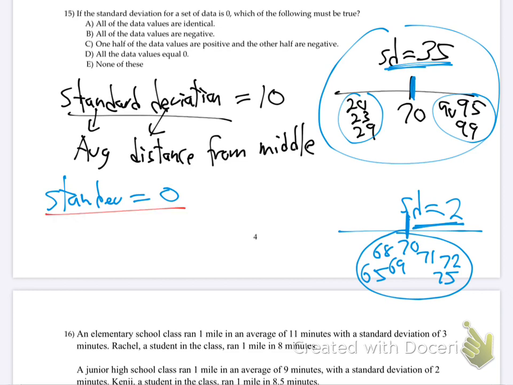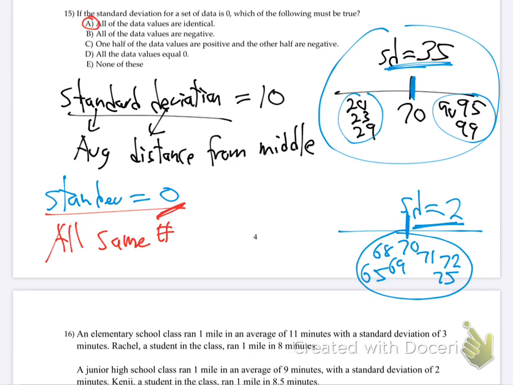What does that mean about a bunch of numbers if they deviate from one another by nothing? All the same number. They're all identical. There's no deviation, huh? They don't deviate from each other at all. Does that make sense? For standard deviation? Good.